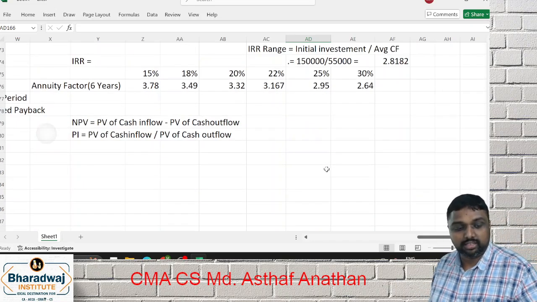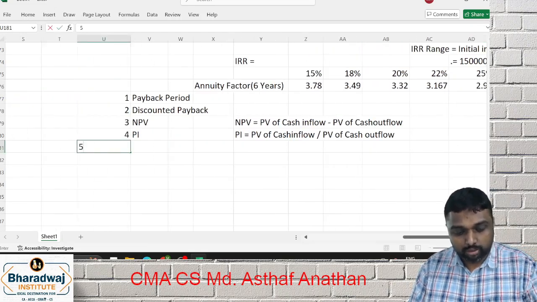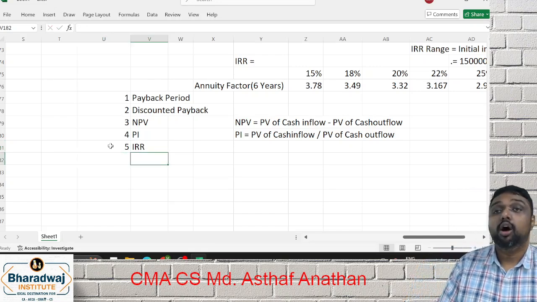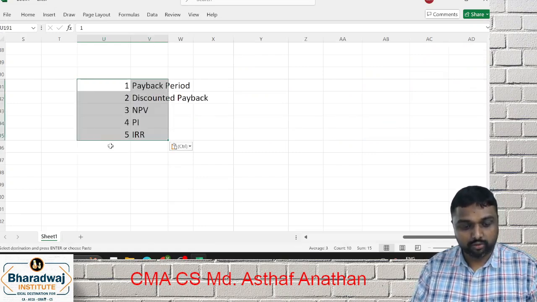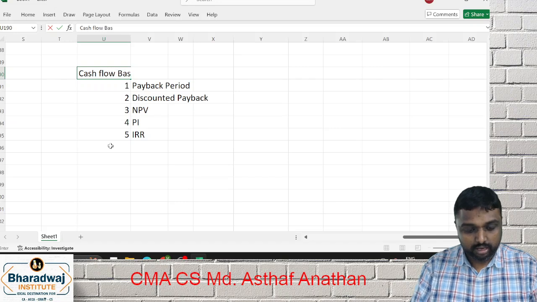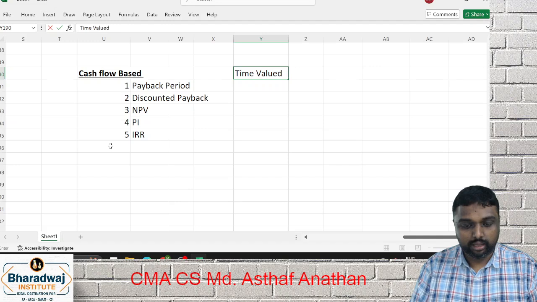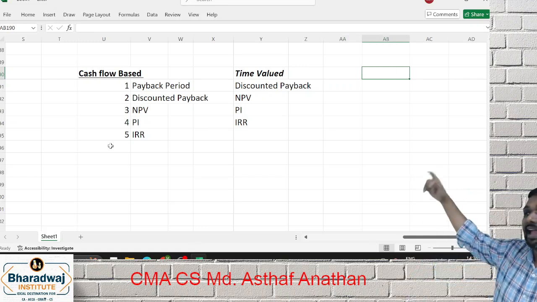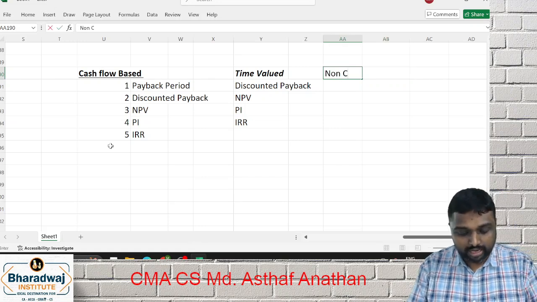So we discussed, my dear friends, which are all the methods we have discussed now? We discussed payback, discounted payback, NPV, profitability index, IRR. See, next, all these methods are on the basis of cash flow. All these methods are cash flow based. These are all time value based methods. If you classify different cash flow based, time value based, what is time value? Take the discount rate.